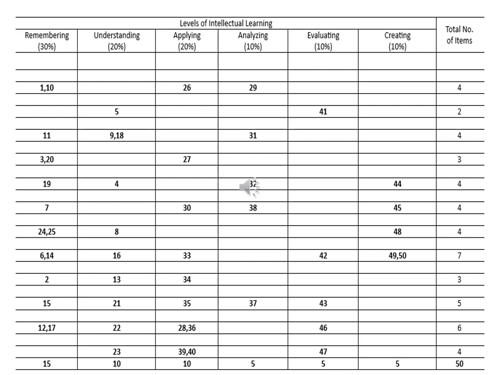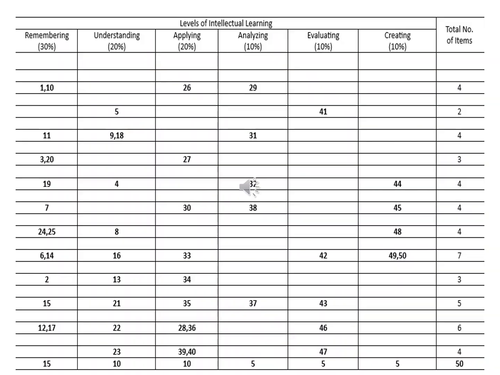Now, in order that you will not be mistaken by the assigning of test items, you must do it consecutively starting from 1. So what I did is I put number 1 under remembering, then I put number 2 under remembering also, but on different learning outcomes.